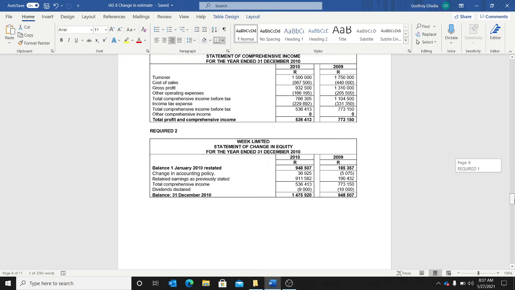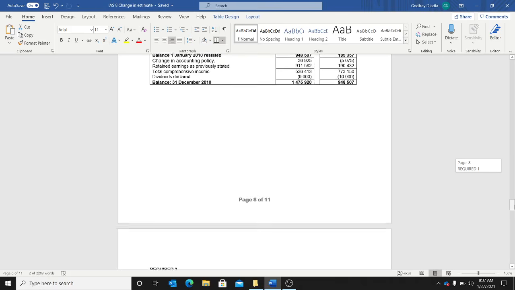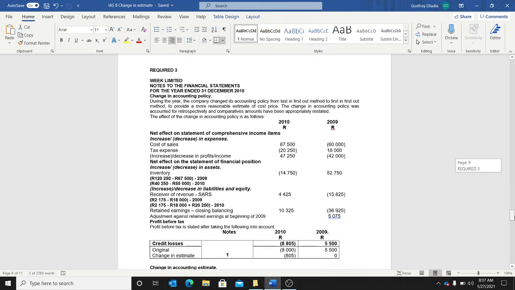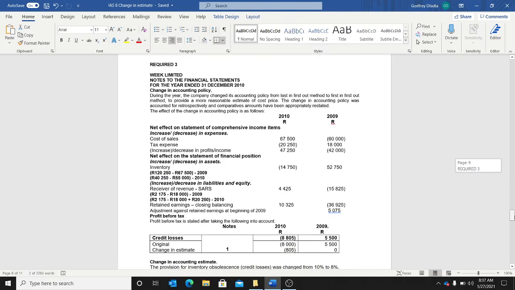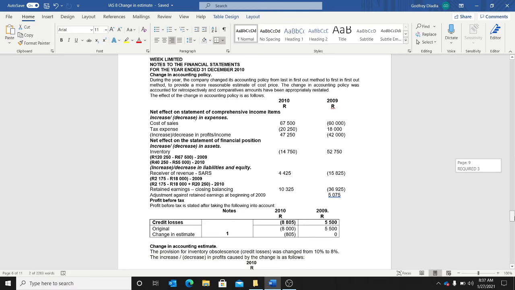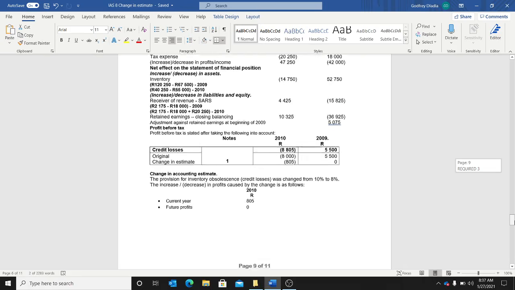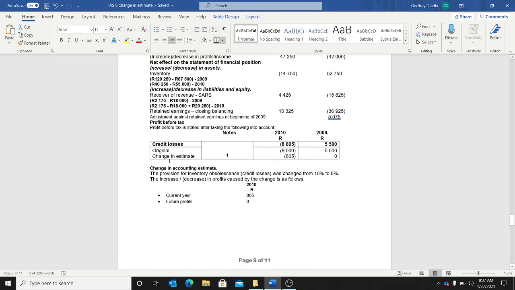Since here in this question we've got a change in accounting policy, you will then have to go on and do all these other changes there that have affected even the change in accounting policy here. So let's deal with issues that relate to the change in accounting estimate. Here's the profit before tax note. In 2009, your provision will remain 5.5 because it was at 10%. You put 0 here because you don't treat it retrospectively, you treat it prospectively.